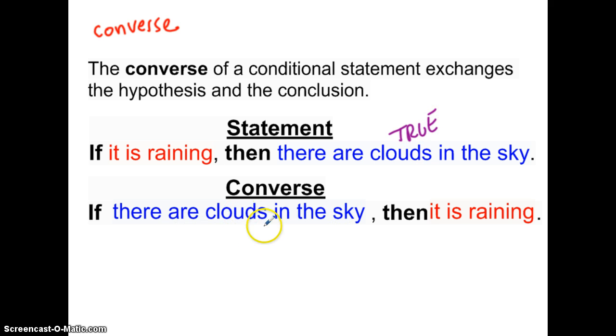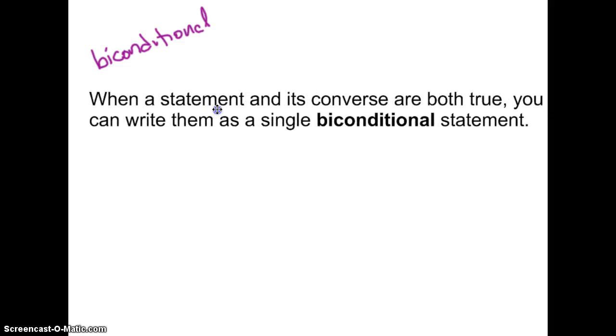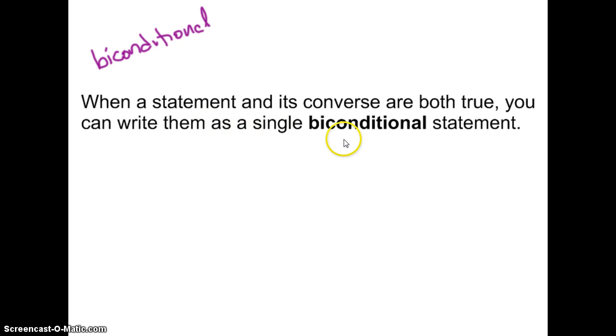Now, this statement, the converse, if there are clouds in the sky, then it is raining. We could easily think of a counterexample for that. Yesterday it was cloudy, but it wasn't raining. So this converse is false. So we need to be able to evaluate when statements are true or false and converses are true or false. If they are both true, then we're able to write something that's called a biconditional statement. So when a statement and its converse are both true, you can write them as a single biconditional statement.